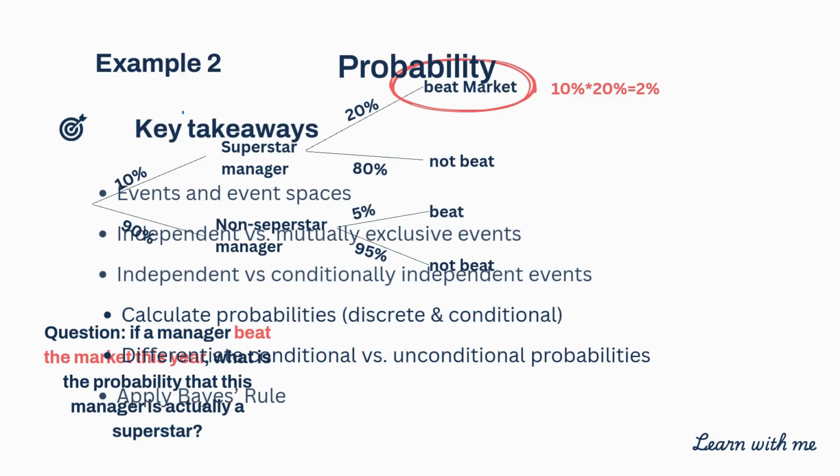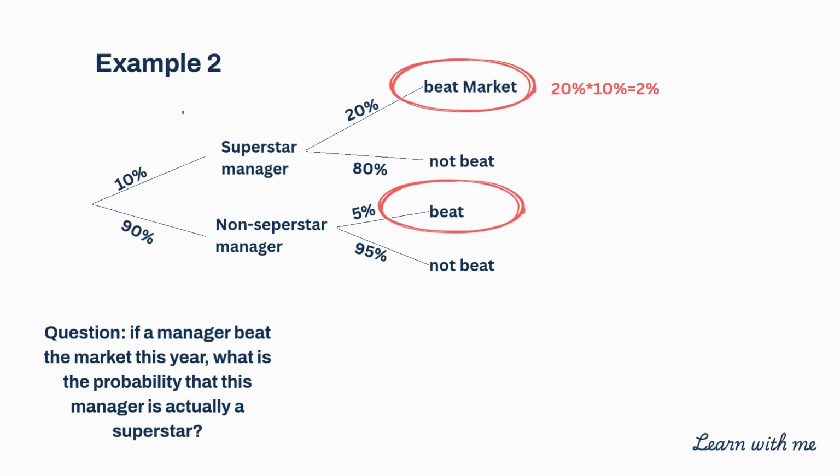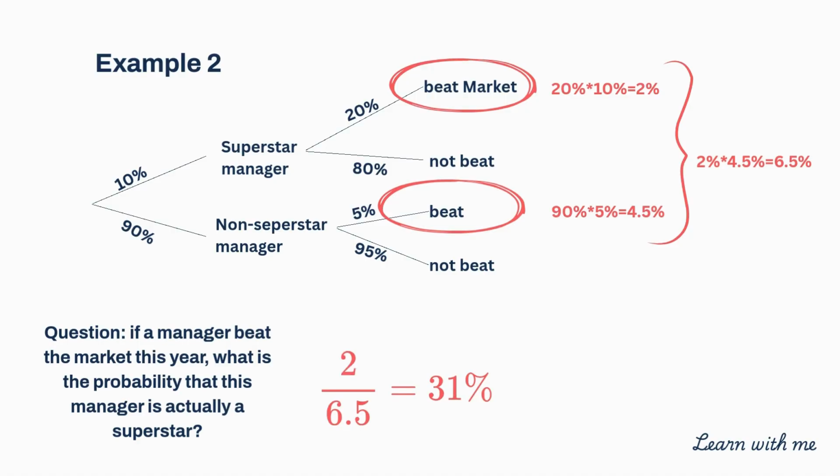So 10% times 20%, that's 2%. A non-superstar manager beats the market, that's 90% of managers, times a 5% chance, and that's 4.5%. So the total probability of any manager beating the market is 6.5%. And in this 6.5%, what is the fraction coming from the superstar group? That's 2 divided by 6.5, which is about 31%. So the probability that a manager is a superstar, given that they beat the market, is approximately 31%.